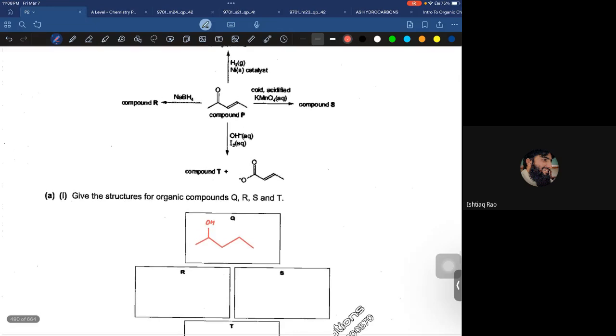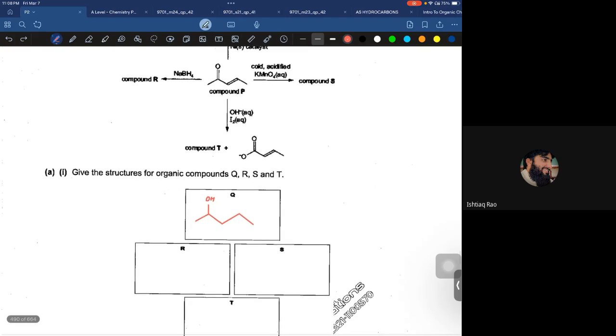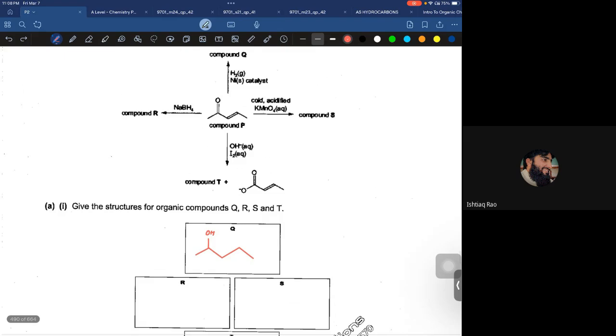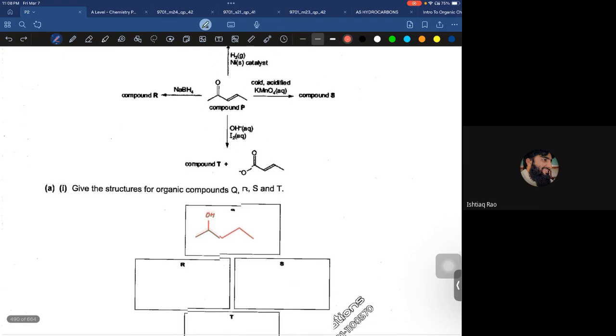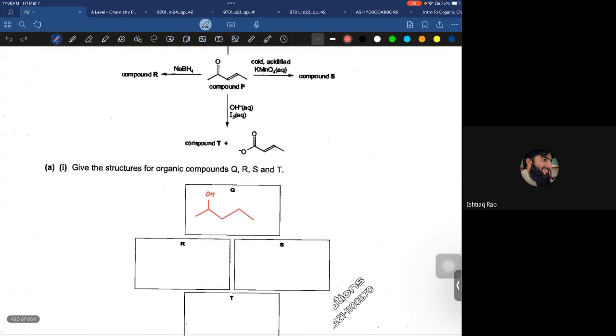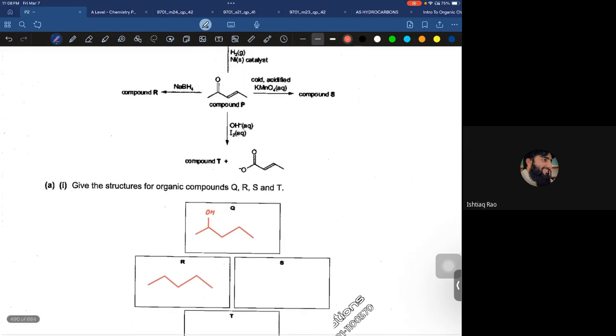And then in R, they are saying compound P is going to be reduced by this reducing agent. NaBH4 is also your reducing agent, but this is a mild reducing agent. So it can only reduce ketone into secondary alcohol. So I would be getting secondary alcohol only.